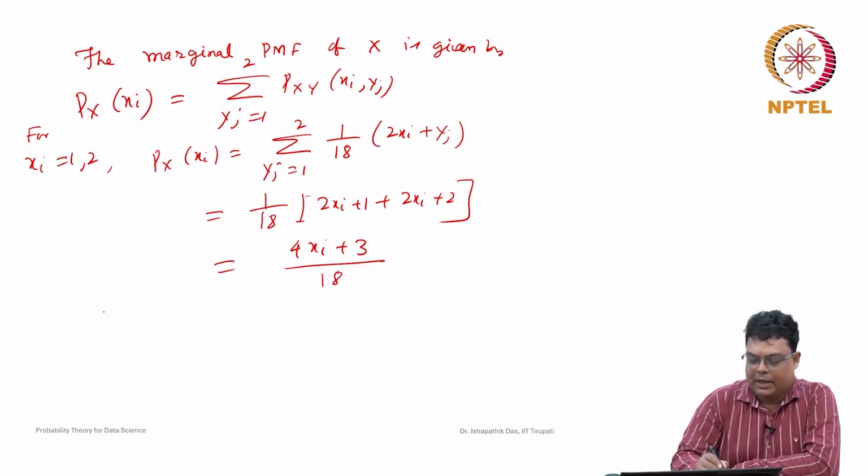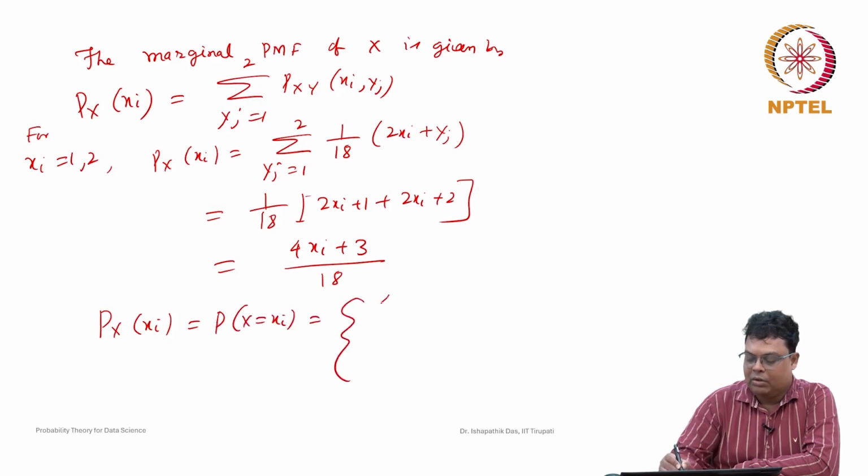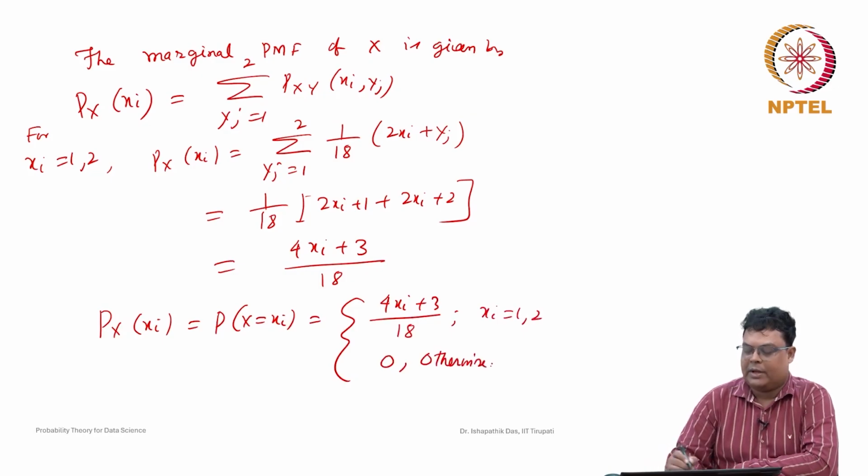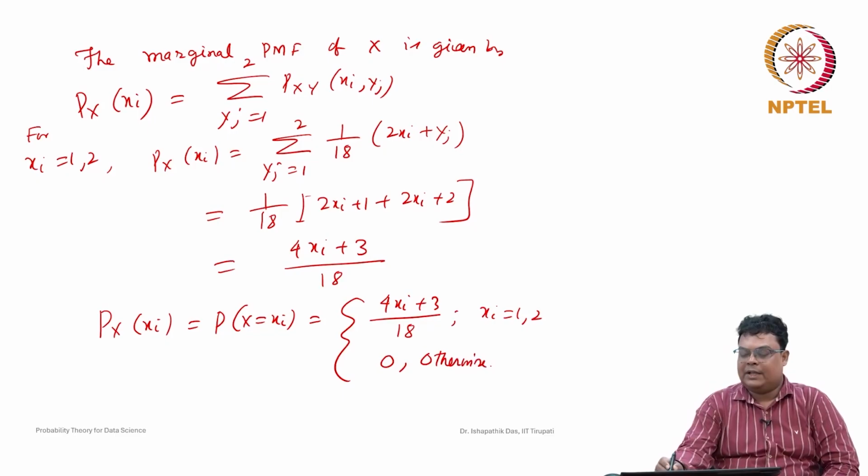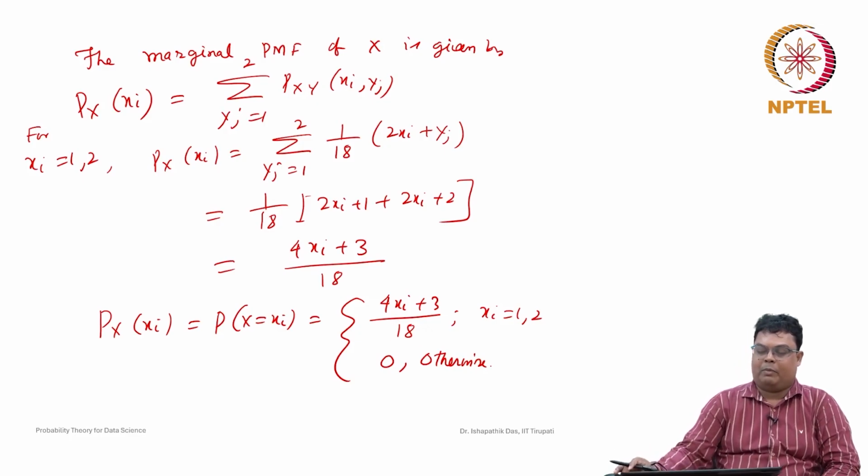So we can write properly, the marginal probability mass function is given by p_X(x_i), which is the probability that X equals x_i, equal to (4x_i + 3) by 18 whenever x_i is 1 or 2, and 0 otherwise. Let us check whether this is a correct mass function: if you take the sum over x_i equal to 1 and 2, for 1 this is 7 by 18, for 2 this is 11 by 18, and 7 plus 11 is 18, so the sum is 1. So it is a probability mass function.